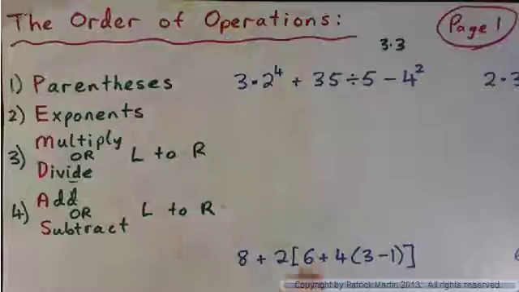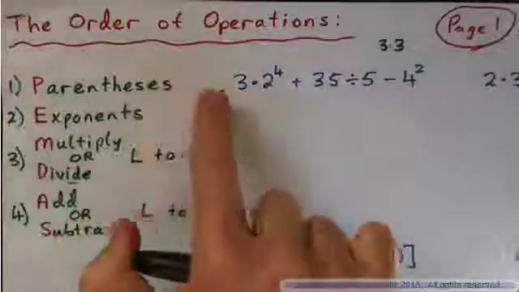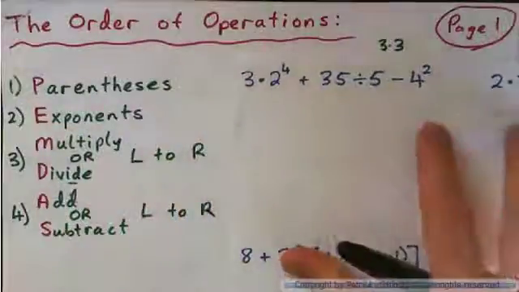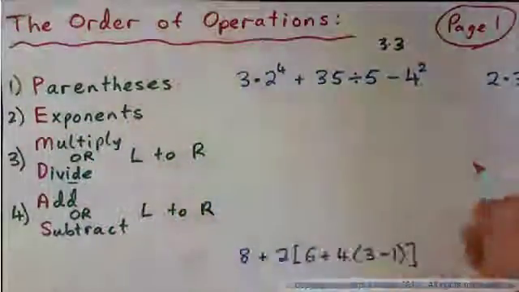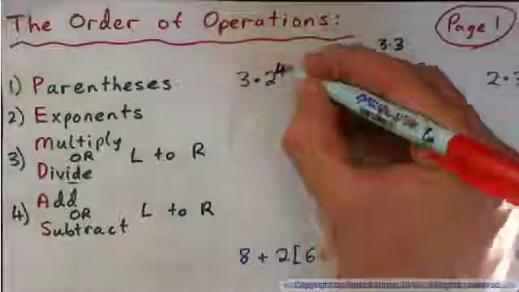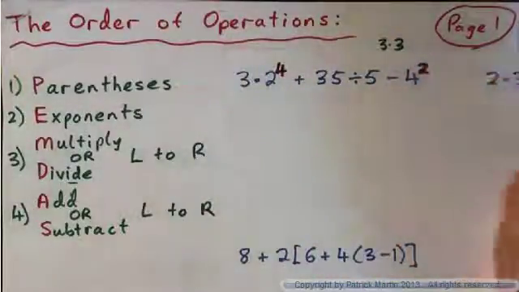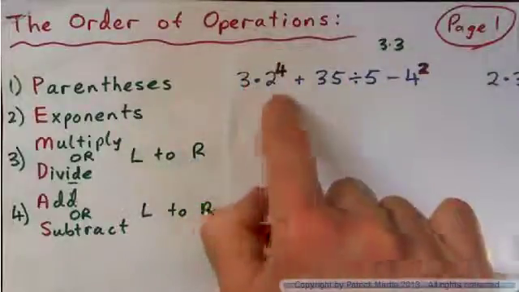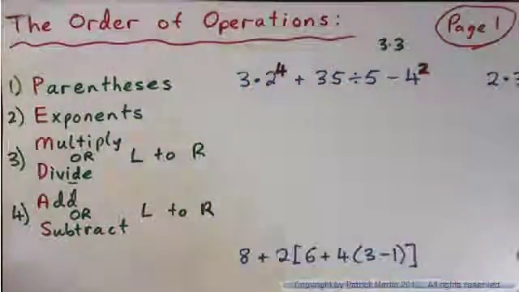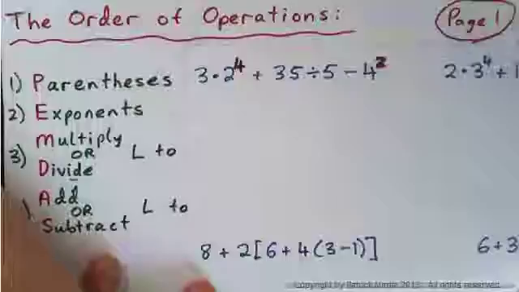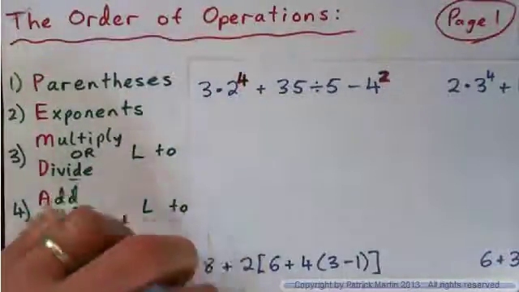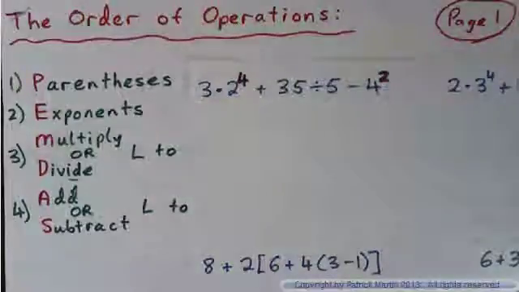Let's see. We go from left to right and look for parentheses. No parentheses. Go from left to right and calculate all the exponents. What exponents do we see? Power of 4 and then power of 2. So our first step is going from left to right, calculating exponent, exponent, writing it down. So we could start with 2 to the power of 4.